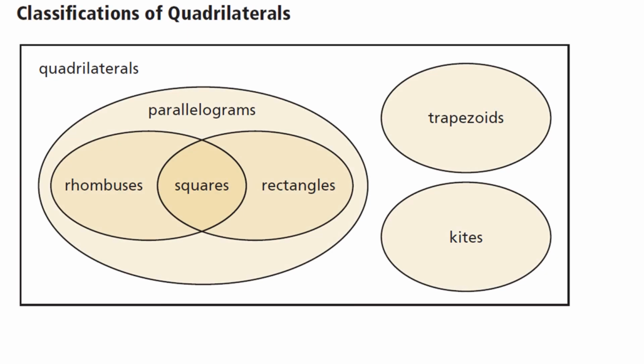So here's a visual to help you see the classifications. It's a Venn diagram, so everything in the Venn diagram is a quadrilateral. And then a subset is the parallelograms. And inside the parallelograms, you'll notice that you've got your rhombuses, you've got your rectangles. And if they overlap, that's what a square is. A square is a rhombus, a square is a rectangle, a square is a parallelogram, a square is a quadrilateral, and of course, a square is a polygon. Notice the trapezoids and the kites do not overlap with anything. They're specialty cases.